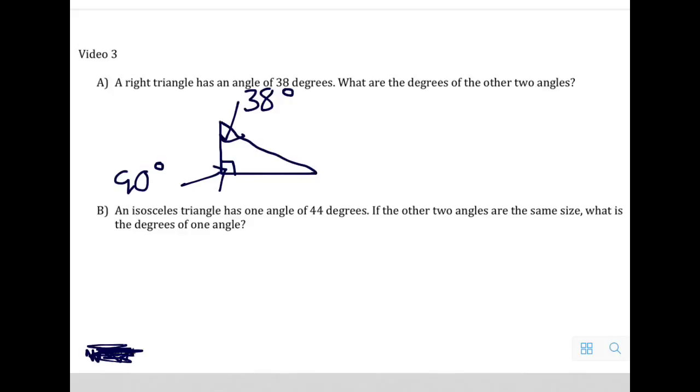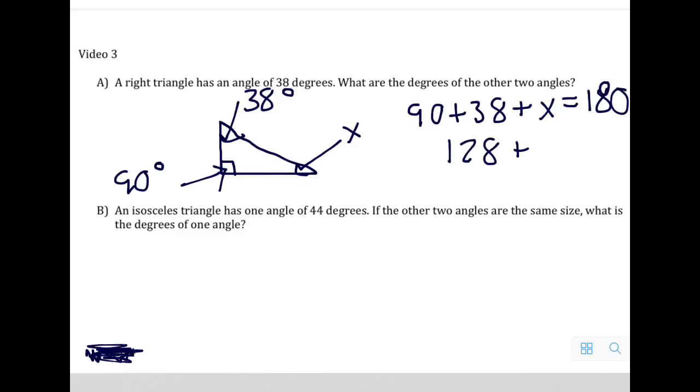Let's say I'm really just looking for, so I found 90 degrees is one. I'm really just looking for this other one, which I'll call x. So if I do 90 plus 38 plus x, it should equal 180 degrees. So I basically need to take 90 plus 38 and add those two together, which gets me 128 plus x equals 180 degrees. And I'm solving for x, so it's on one side of the equation.